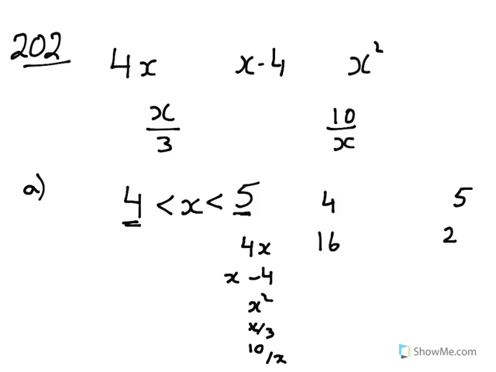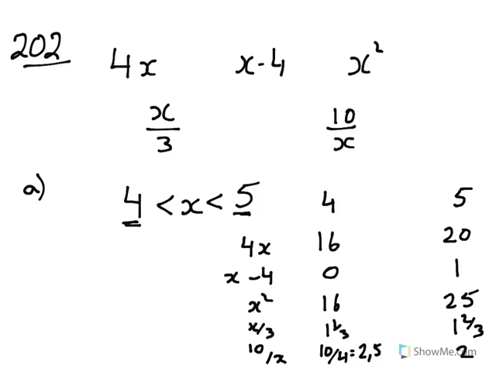When x is 5, we'd get 20. x minus 4: 4 minus 4 would give us 0. 5 minus 4 would give us 1. x squared: 4 squared would give us 16. 5 squared would give us 25. x divided by 3: 4 thirds would be 1 1/3. If x was 5, it would be 1 2/3. And then 10 divided by x, well, 10 over 4 would be 2.5, or 10 over 5, which would be 2.